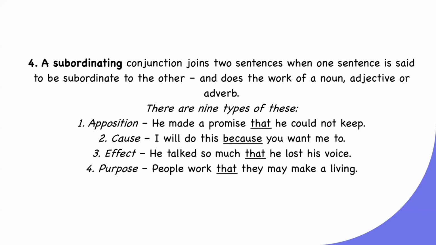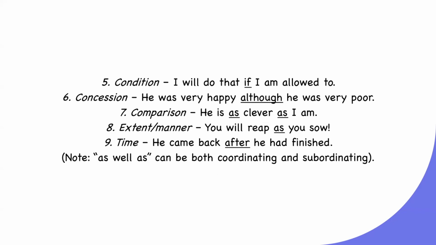A subordinating conjunction joins two sentences when one sentence is said to be subordinate to the other and does the work of a noun, adjective, or adverb. And there are 9 types of these. One, in apposition. He made a promise that he could not keep. Cause. I will do this because you want me to. Effect. He talked so much that he lost his voice. Purpose. People work that they may make a living.